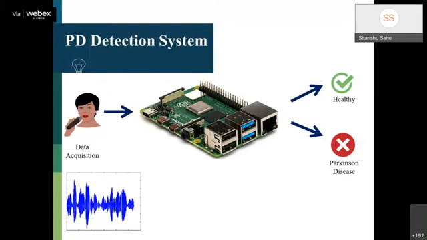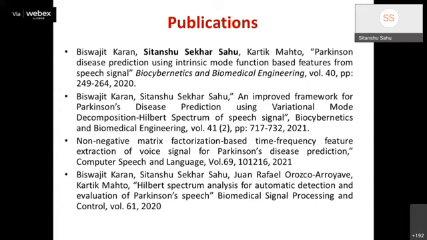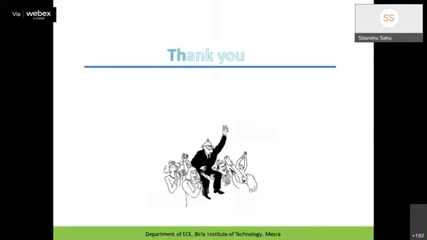So these are a few of my publications in the same area. If anyone is interested, they can look at those papers to get more details on how machine learning is being used in predicting Parkinson's disease. That's it from my side. If anyone has any queries or questions, you can ask me. I will be happy to answer your questions. Thank you.